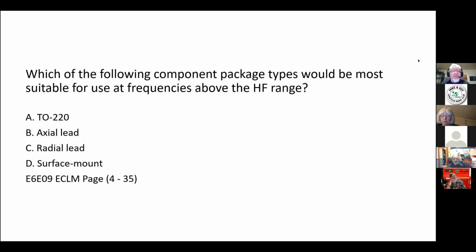Which of the following component packages would be the most suitable for use at frequencies above the HF range? A, a TO220. B, axial lead. C, radial lead. Or D, surface mount. D. Delta is correct. Surface mount is better used for HF and above.